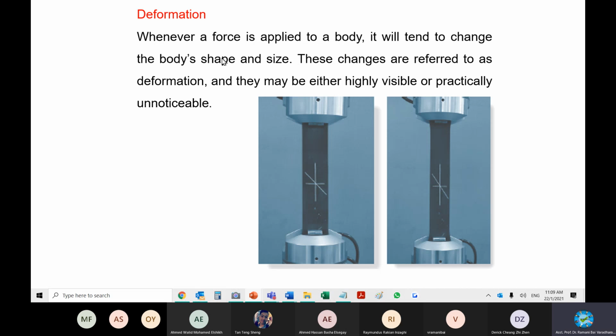what type of failure it is? Shape. Any idea? Shape, volume, in other words, volume. The volume is changed. What type of change it is?